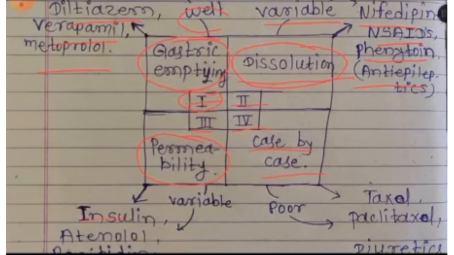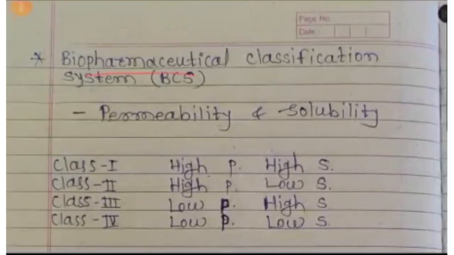In class 3, insulin, atenolol, ranitidine and cimetidine are examples of class 3 drug. Permeability is the rate limiting step and absorption is variable because of low permeability and high solubility. In class 4, permeability and solubility both are low, so it is poorly absorbed, and examples are Taxol, paclitaxel and diuretics. So according to BCS, the drugs are classified into 4 classes on the basis of two factors, permeability and solubility. Thank you.